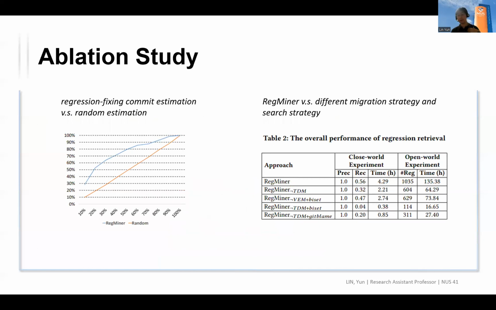Finally, our ablation study generally showed the effectiveness of our technical solutions such as regression fixing commit prediction, test case migration, and a search strategy. We compare our RegMiner with various options and show that our approach has the best performance in the study.